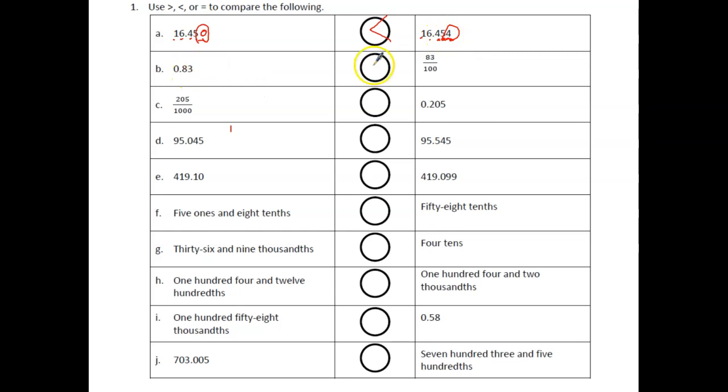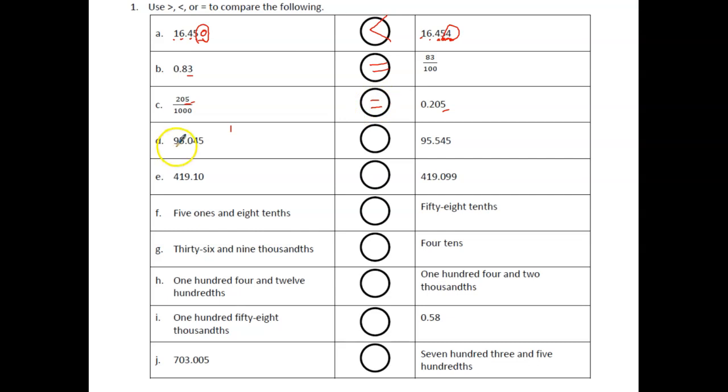Same thing here. These are going to be equal because we have a 3 in our hundredths place. So therefore, this number is also 83 hundredths, the same as our fraction here. So our decimal and our fraction are both 83 hundredths. Same thing for C. We have 205 what? 205 thousandths. And here we have a 5 in our thousandths place. This would also be 205 thousandths. All right, let's look at D.